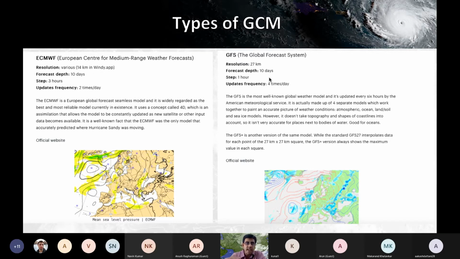The ECMWF and GFS models. The difference is in the resolution. Like I said, GFS runs at 27 kilometers, whereas ECMWF runs at 9 kilometers. The forecast gives 10 days at a step of every 3 hours, whereas GFS gives it on a much finer time scale, which is 1 hour. And on updates, it updates every 4 days, whereas the other updates only 2 times per day.